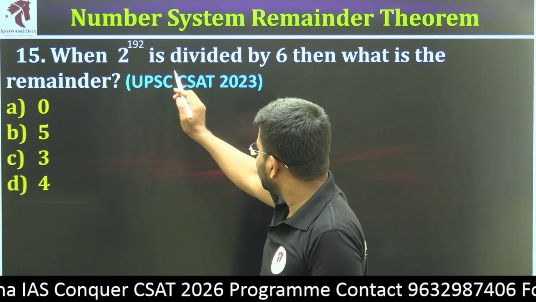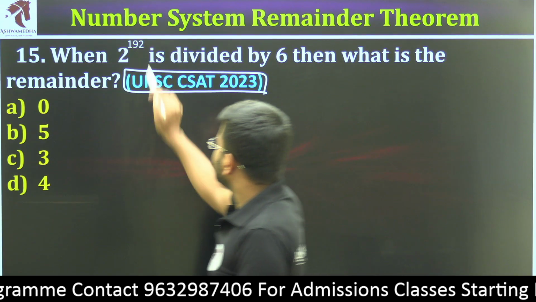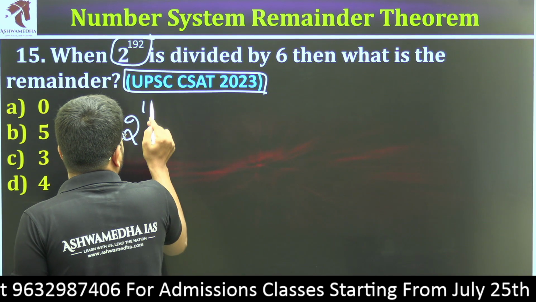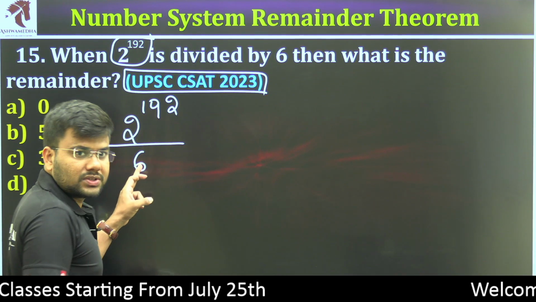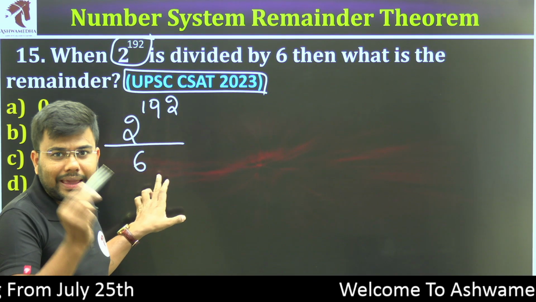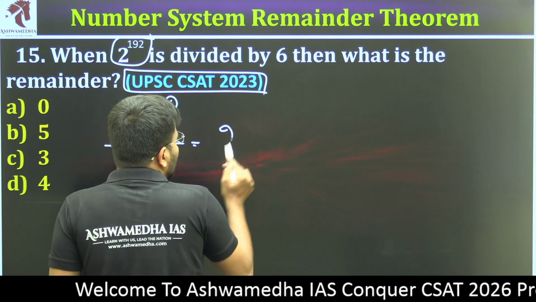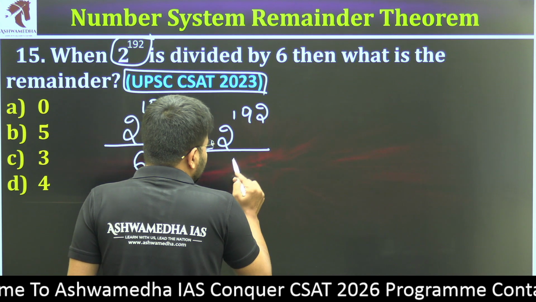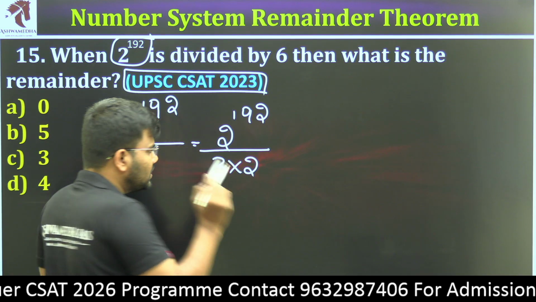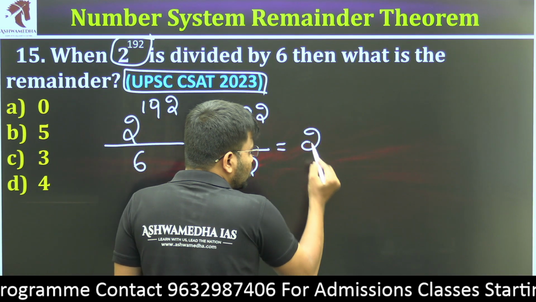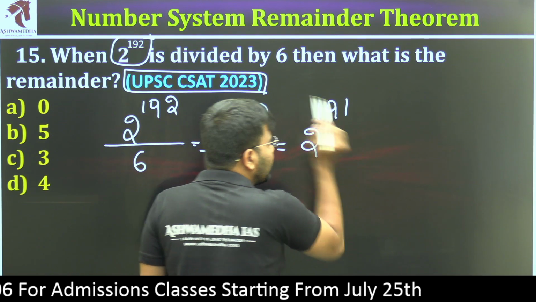Okay. I hope this 2023 question, you will be able to solve. First, what are you supposed to do? 2 power 192 divided by 6. Since 6 is not a prime number, try to cancel it. Will you be able to cancel it? Yes, you will. How? Look here. 2 power 192 divided by 6. 6 can be written as 3 into 2. So now 2 power 192, here 1 2 cancels. That is 2 power 191.